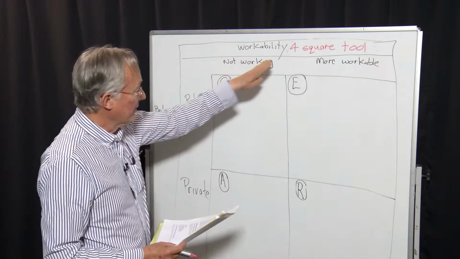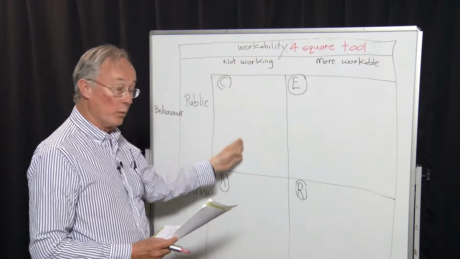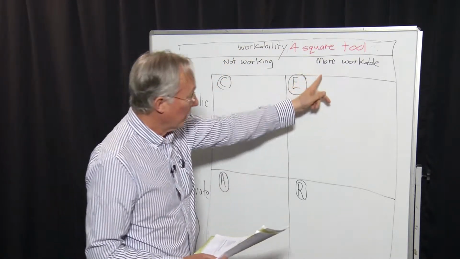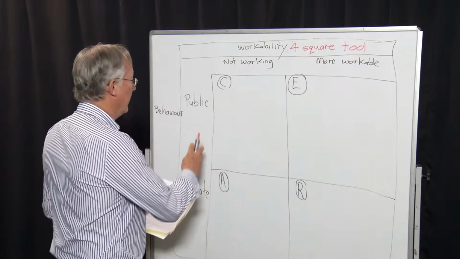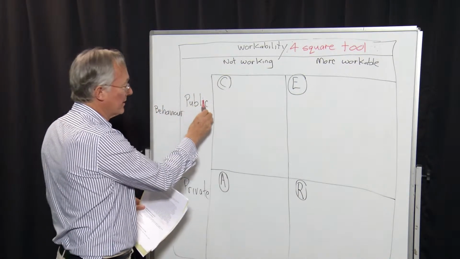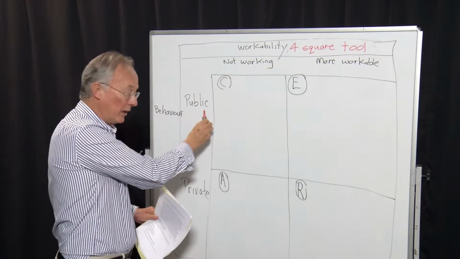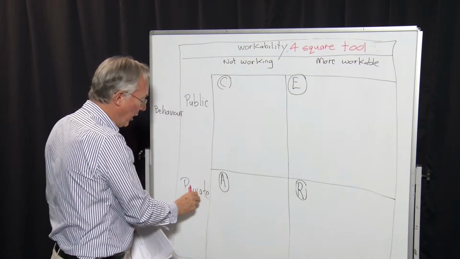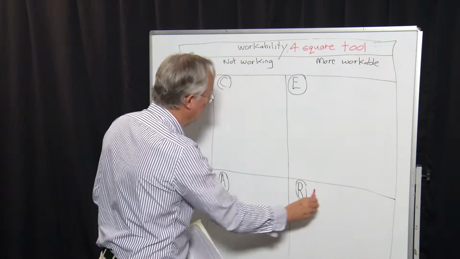Basically, the 4-square tool up there is all about workability. This column is what's not working, and this column is what would be more workable. Over here we've got the behaviour. So this is the public behaviour through here, what the outside world can see, and this is the private world. This is what's under the skin, what the world can't see.